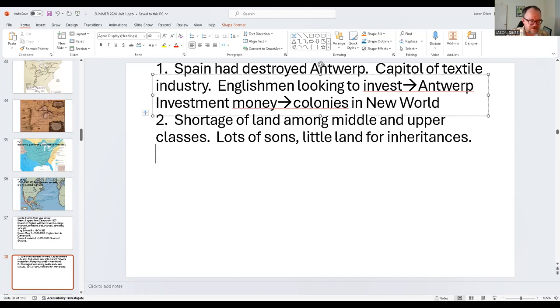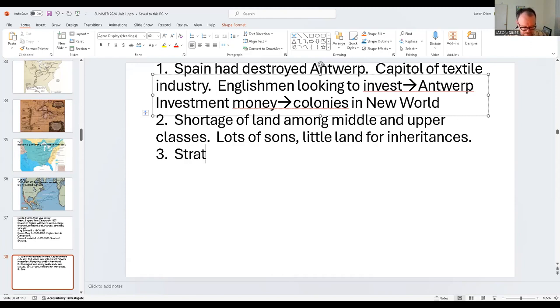So, for instance, the founder of Massachusetts is a guy named John Winthrop. He was like the fourth son in his family, so he wasn't going to really inherit very much. He comes to Boston. He becomes one of the largest landholders in early Massachusetts. Okay? So we're going to see a lot of that.